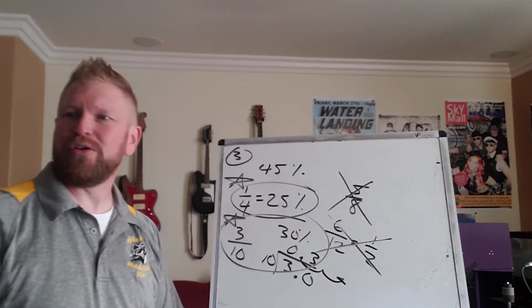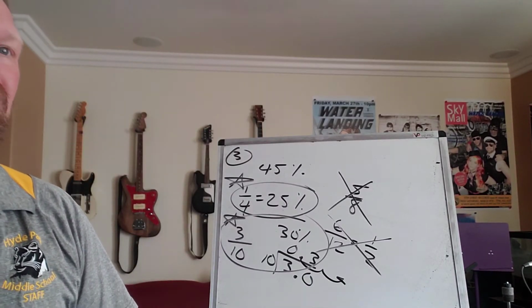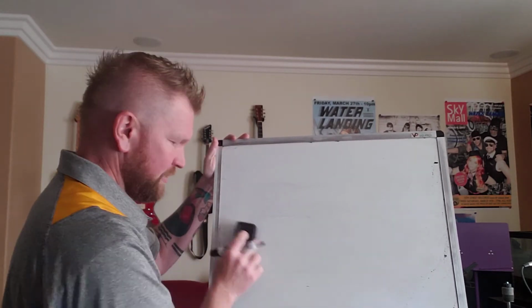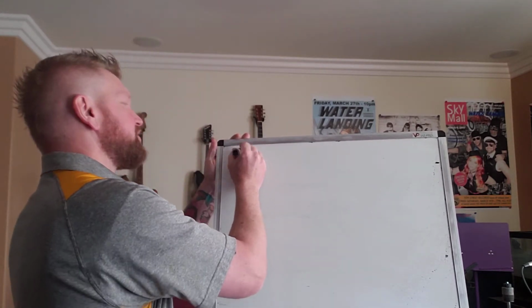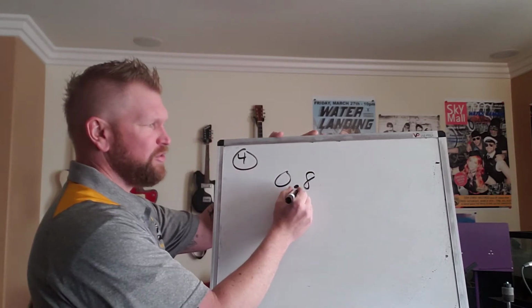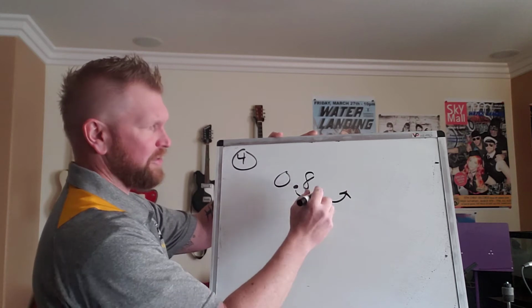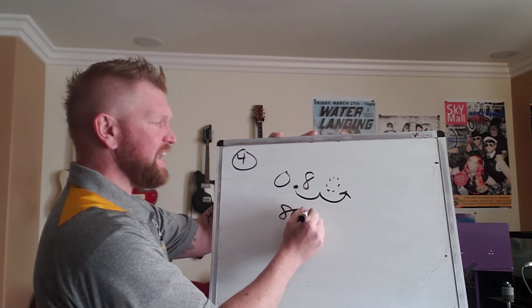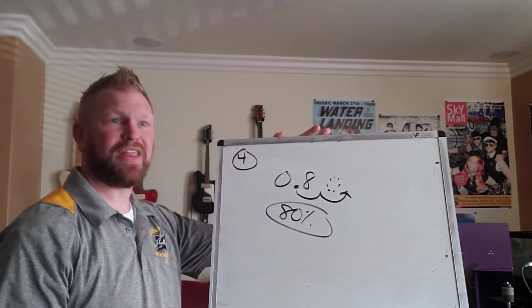On to question number 4. What is 0.8 written as a percent? So converting fractions and decimals and percents, just like we did in the last problem, you can move the decimal 2 times. You have to put a 0 in this blank spot. So 0.8 is the same as 80%. And there's your answer for that one.